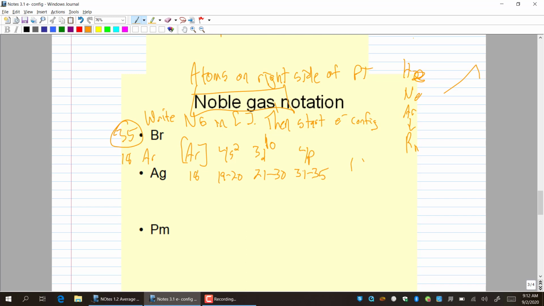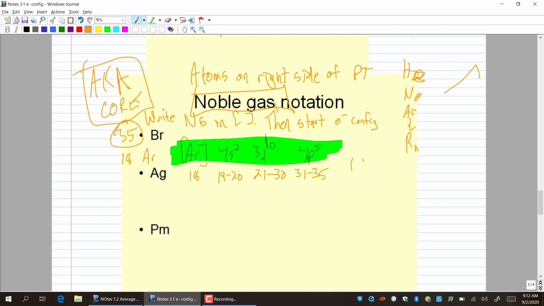Uh-oh. Bromine doesn't go all the way to 6. It goes to the 5th one, so 4p5. And this right here is my answer for the noble gas or core notation. The noble gas notation is also known as core notation.